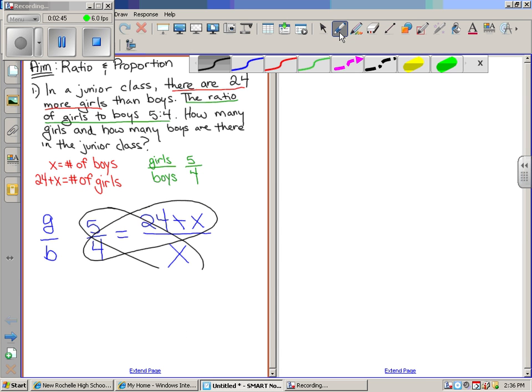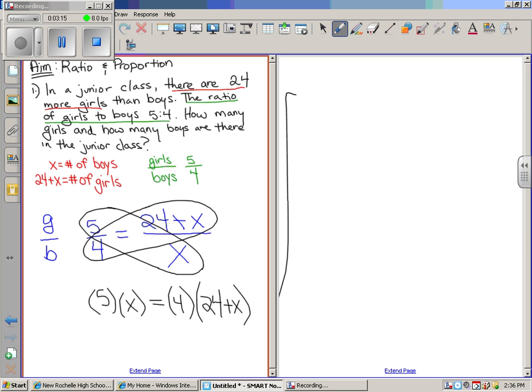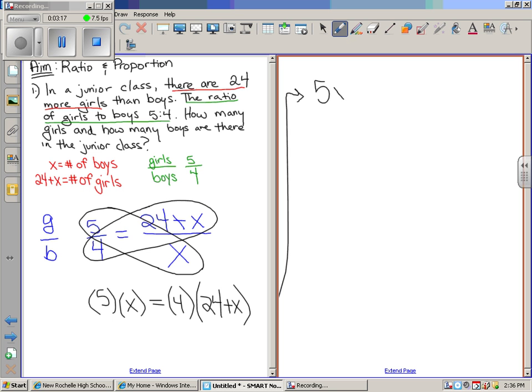Okay, so let me take this back out. We're going to write this down again. When you cross multiply, you do 5 times x, and I'm going to put that in parentheses like this. And then we do 4 times 24 plus x. And so now we'll continue that up over here. 5x. And then what do we do with this 4? Distribute.